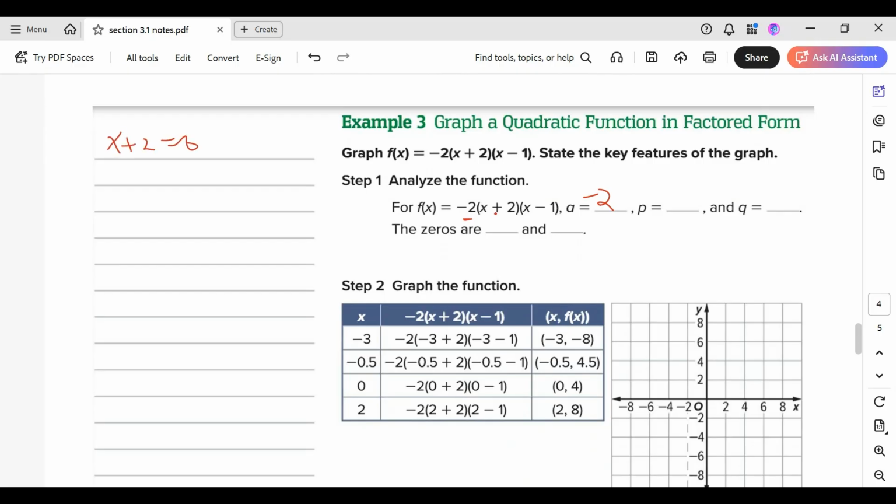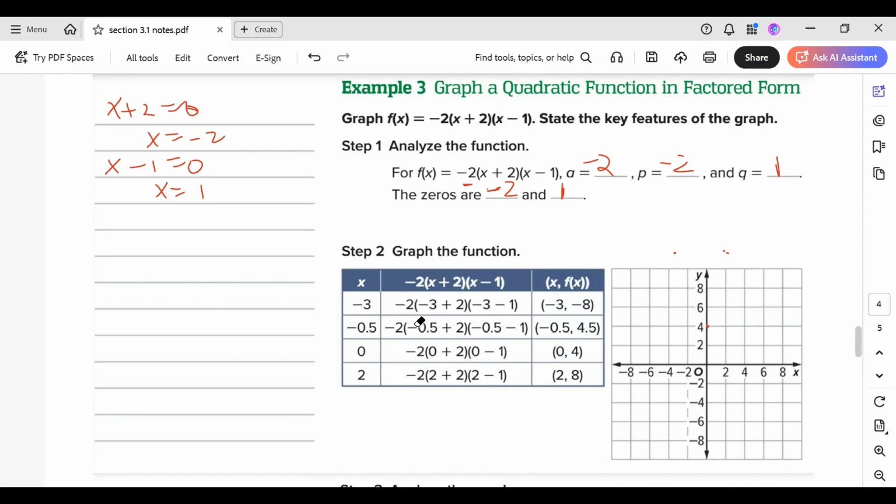So I did x plus 2 equal to 0, so x equals -2. So I have a p value at -2, and you do the same thing with your q. So x minus 1, set that equal to 0, so x equals +1. So our q value is at 1. So we have x-intercepts at -2 and +1. That's when it hits the x-axis.